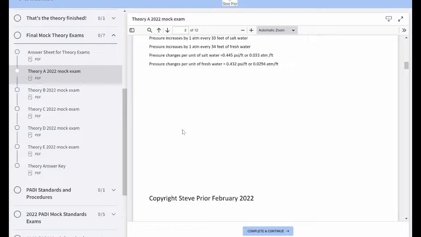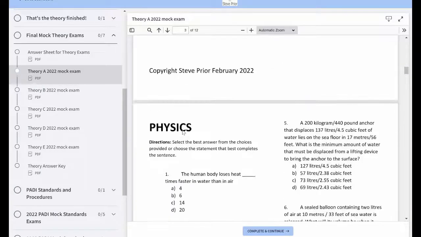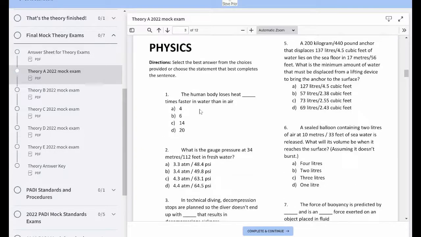The format and the content of these exams is the same as you'll find on your final PADI IE. The wording of the questions isn't the same. That's not the objective of this. It's not to tell you what the questions are going to be. It's just so that you can understand the theory, and not only understand it, but that you can teach it to other people as well. That's another objective of this course, really.